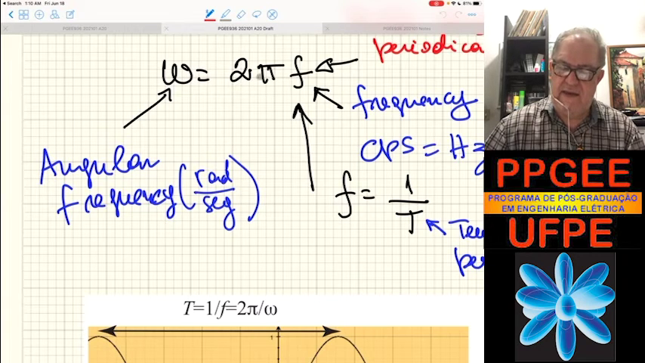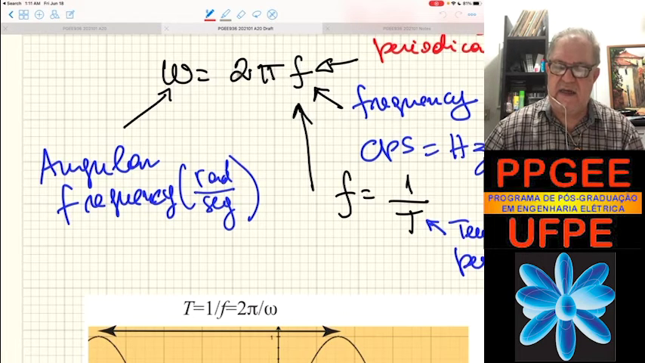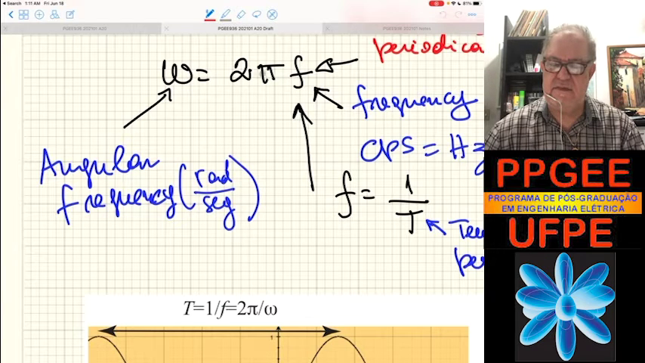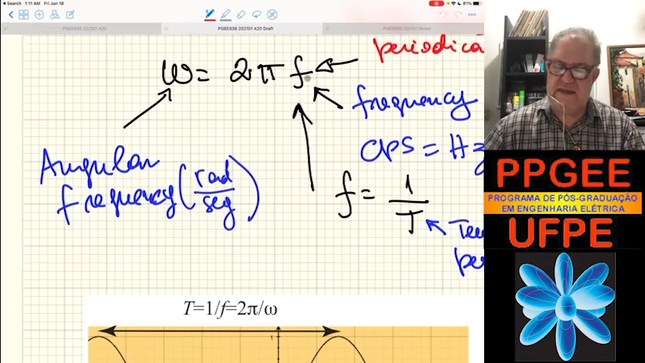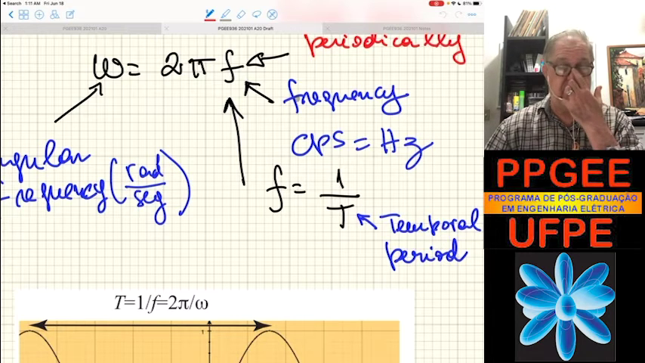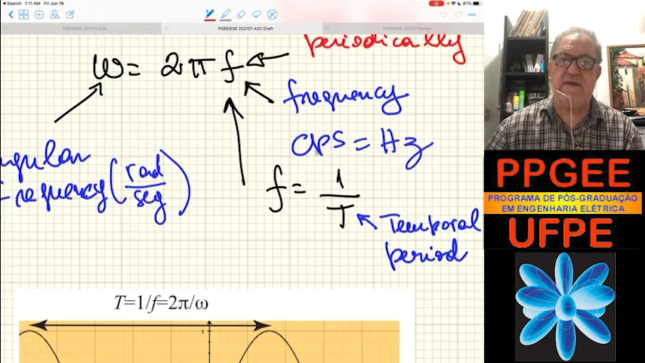Well, you can also define a number of turns, right? If you have a number of turns per second, for each turn, each cycle, you have a total change of 2 pi radians. So this f here, this scale factor, 2 pi f, is called the frequency, the traditional frequency that we measure in cycles per second, or hertz.